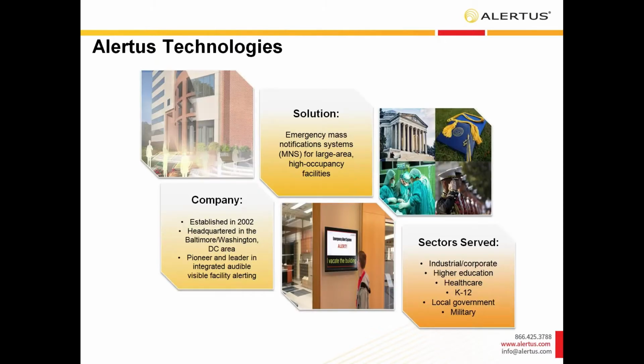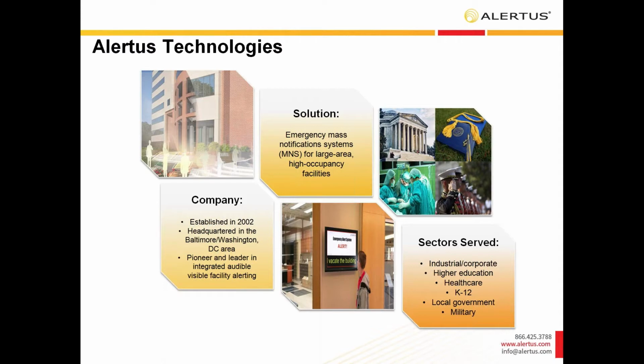So to get started, for anybody who's not familiar with Alertus Technologies, we are based right outside D.C. in Maryland, founded in 2002. We're an emergency notification system, and what we focus on is facility-based, high-occupancy notification for universities, K through 12, military, government. Basically, anybody who's looking for mass notification is somebody that we're targeting and working with.